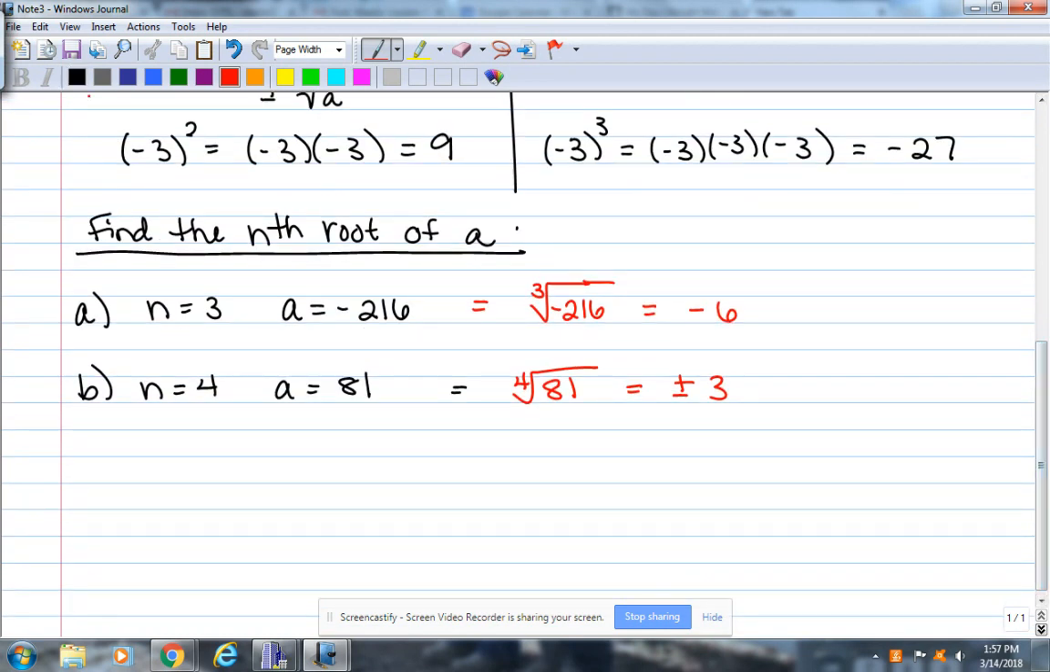All right, let's do one more, then you guys are going to try one. N equals 3. A equals negative 64. What goes on the outside of the radical? What goes on the inside? 3 is my index, and my A is negative 64, my radicand. Y'all know that's the name of something under the radical. It's called a radicand. So, is my answer going to be a positive, a negative, or a plus and minus? A negative, because I'm taking the cube root of a negative. You're doing it 3 times.